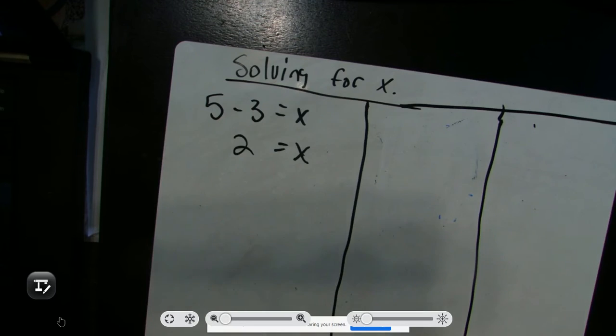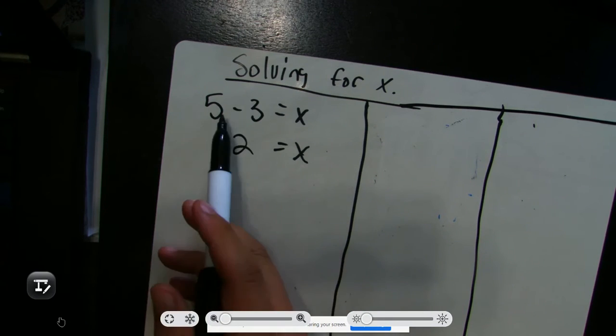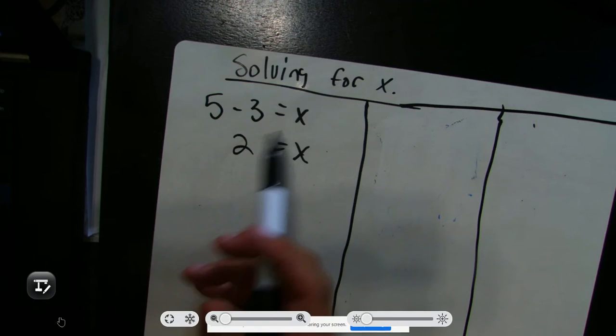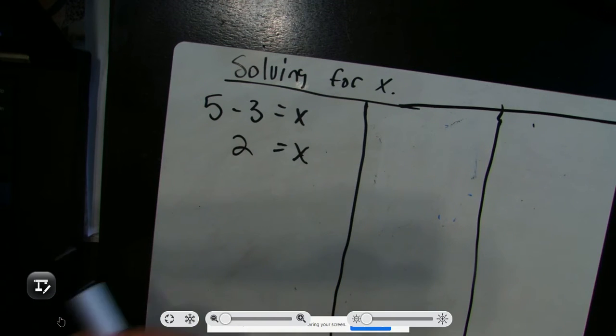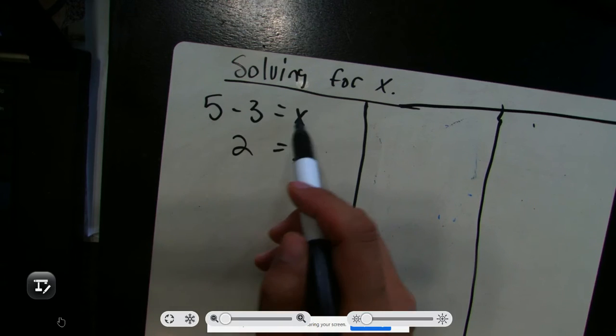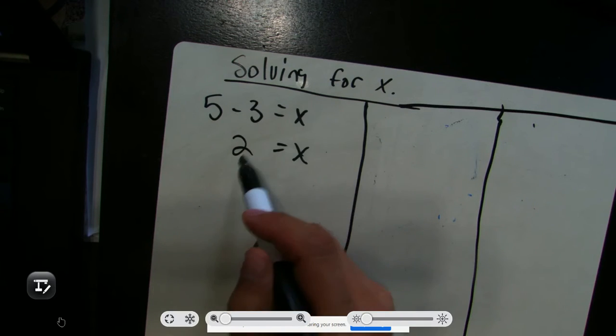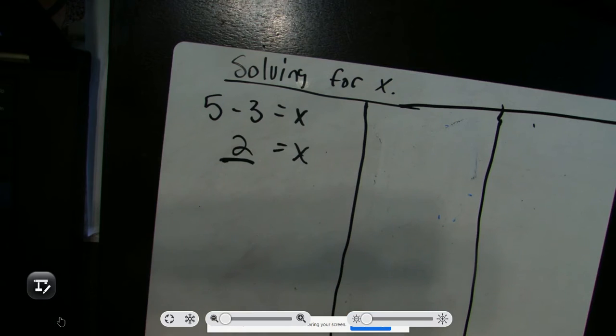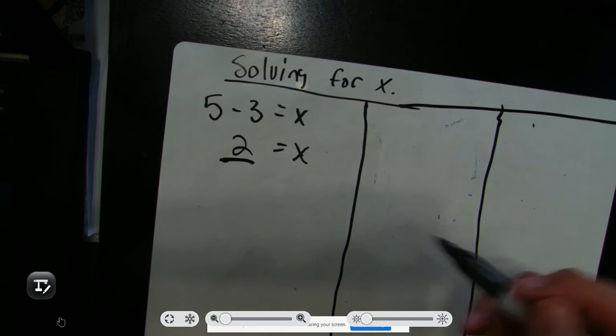All right, so let's go over solving for x, or solving for each equation. The first one's pretty simple. I got two constants, 5 minus 3, simplifies to 2, and that's what x equals. Pretty simple. What this is saying is this expression is equal to an unknown value, and that unknown value is 2, and only 2, okay?